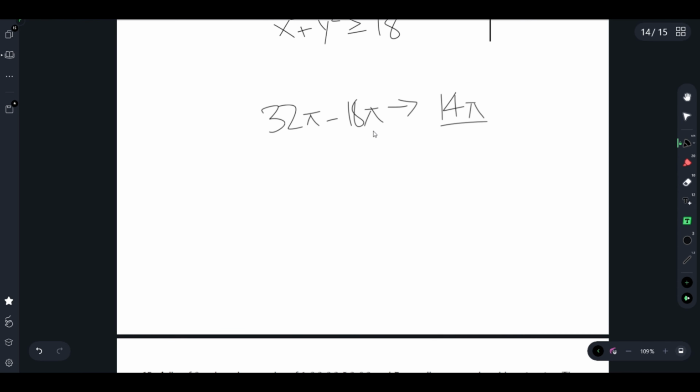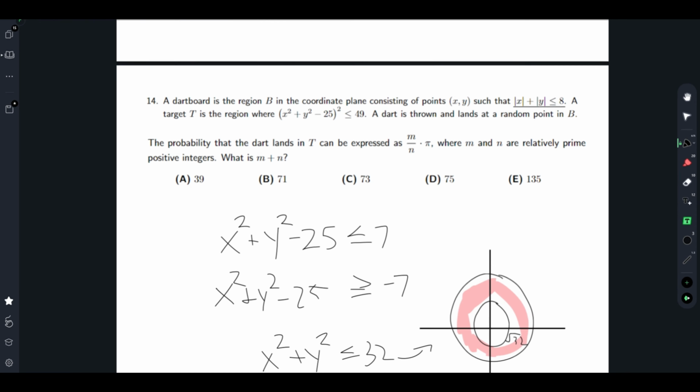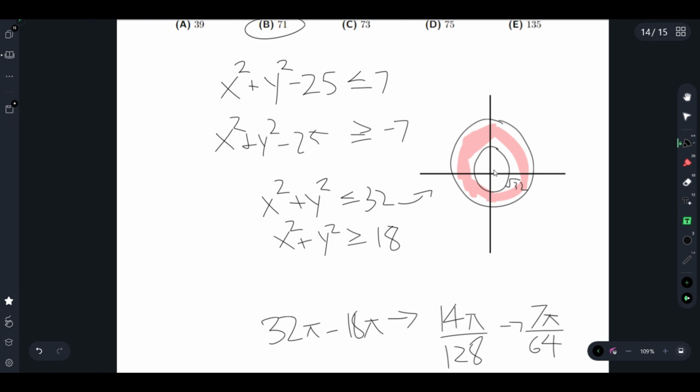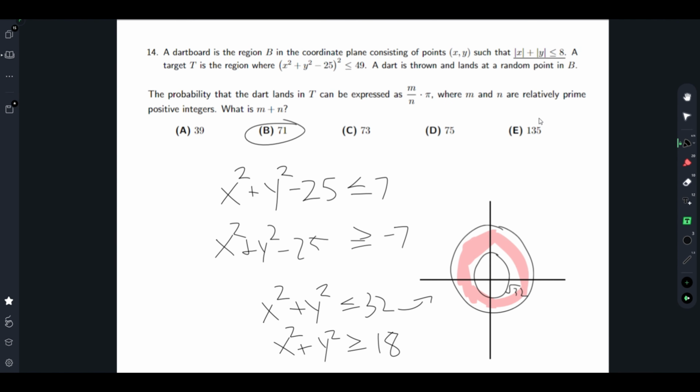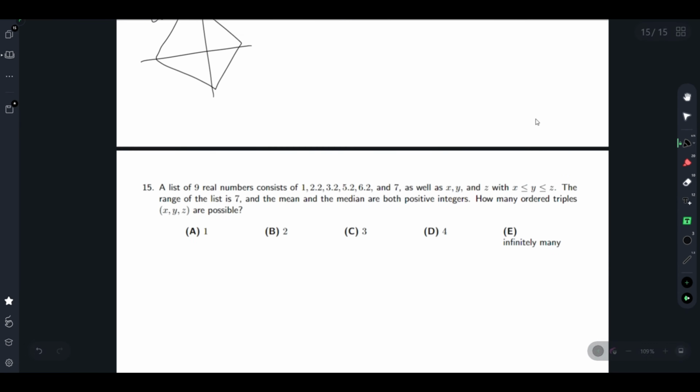So let's draw a graph. Well, absolute value is just this, where this is 8 root 2. So multiply that, it's 128. So 7 pi over 64. 7 plus 64 is 71. And you can also graph this on Desmos and see what it looks like for yourself. This is a little bit of a bad graph, but we're trying to make this fast.